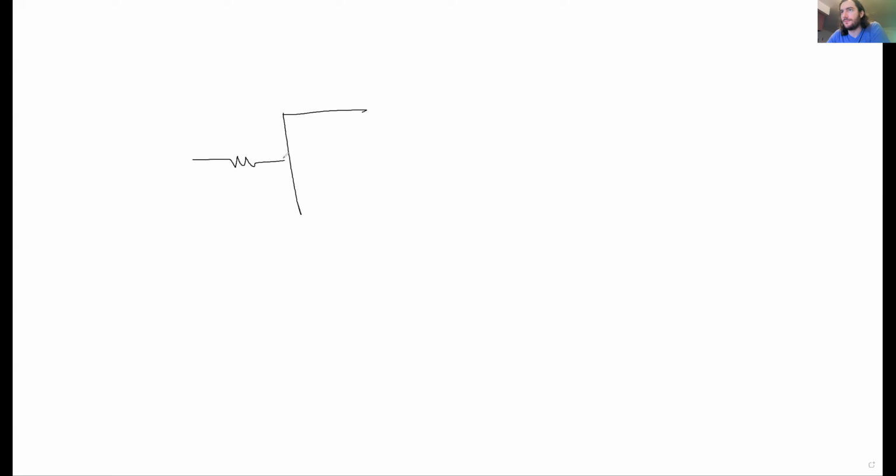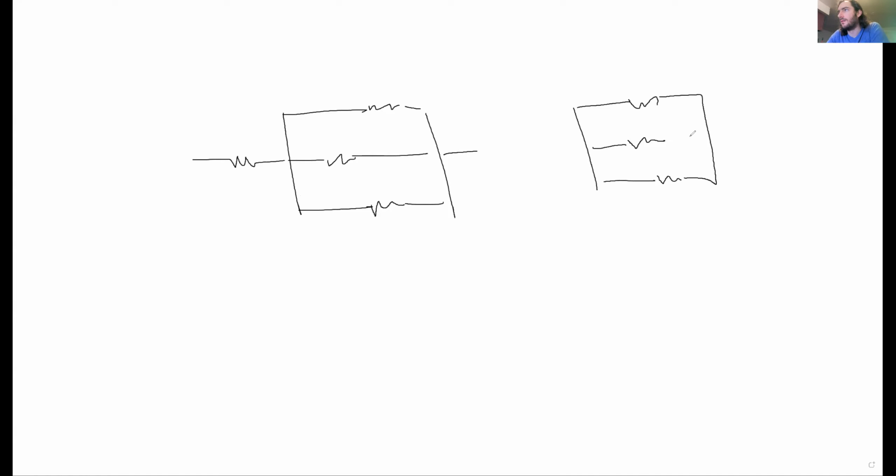Are we allowed to switch the orientation and count it as one different combination? No. I think what you're talking about is the following. If I have something like this, then this is exactly the same as having it like this. Those are the same, so those don't count.